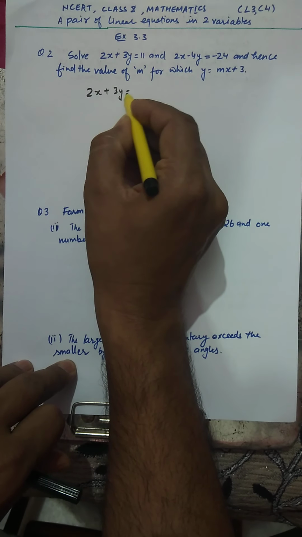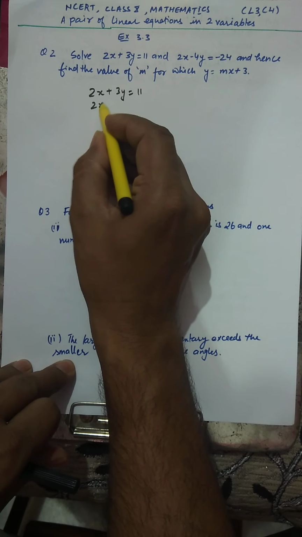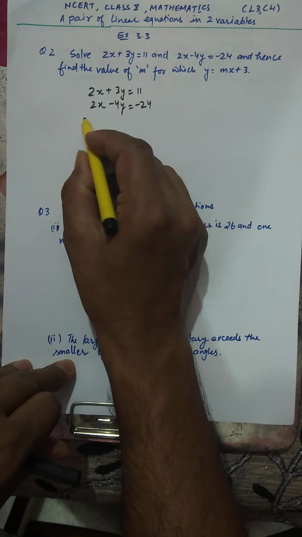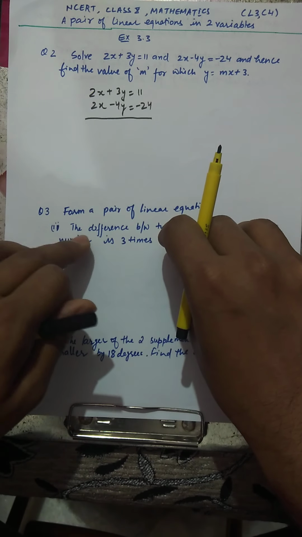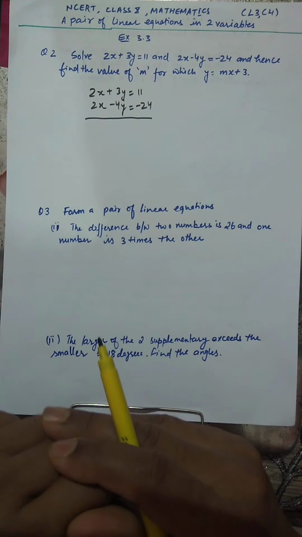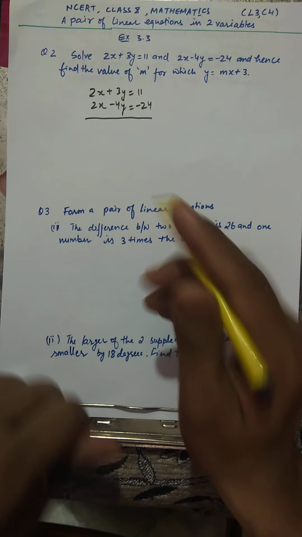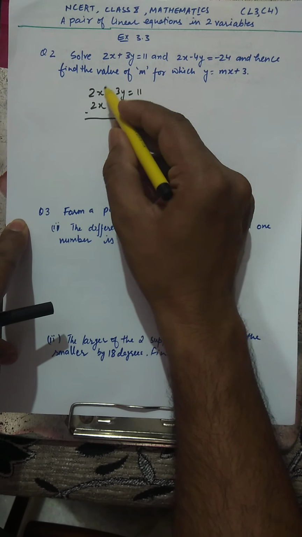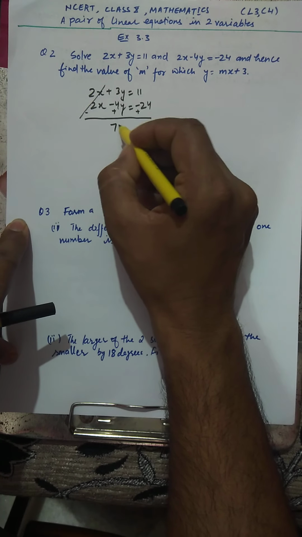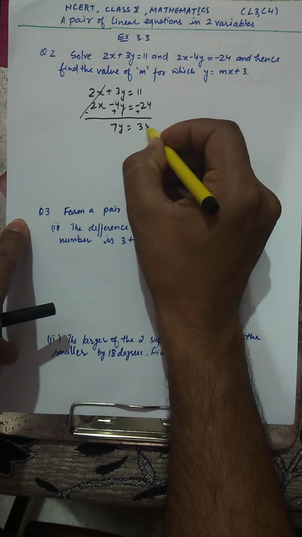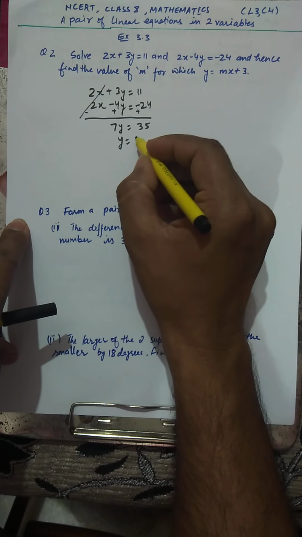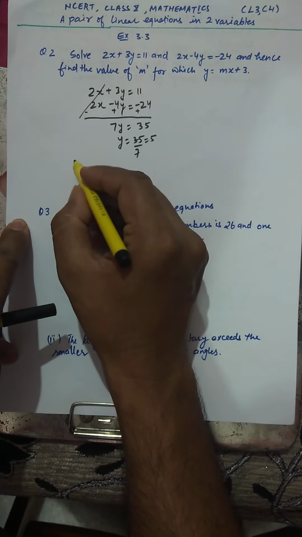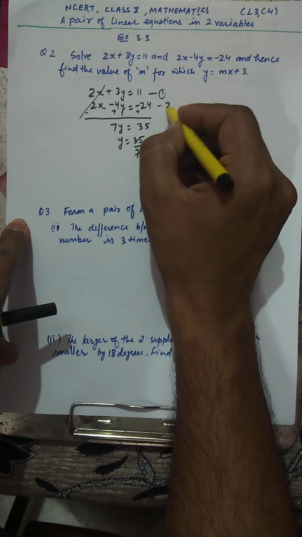2x plus 3y equal to 11 and this is 2x minus 4y equal to minus 24. So I can see that elimination is the best method to solve these equations, because already the coefficients of x are the same, so it can be eliminated very well. This is minus, this is plus, this is plus, so this got cancelled, so this becomes 7y and this becomes 35. So y will be equal to 35 by 7 and the answer will be 5. So now I mark this equation number 1, this is equation number 2.